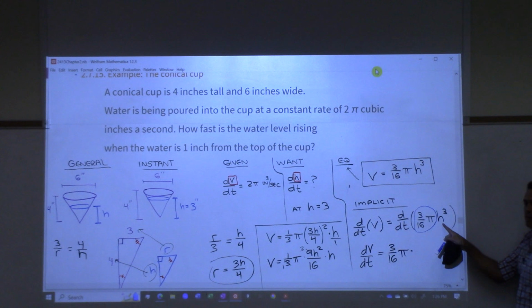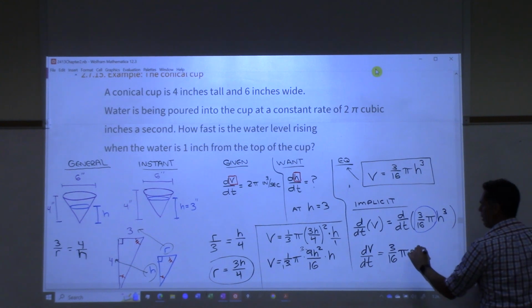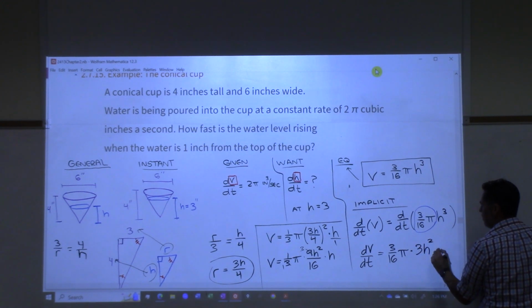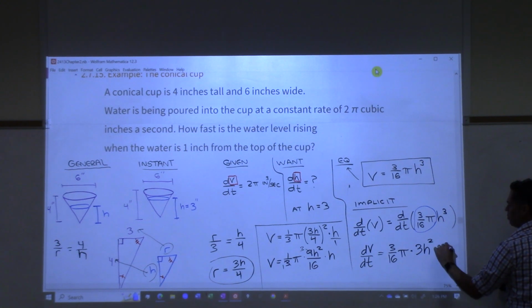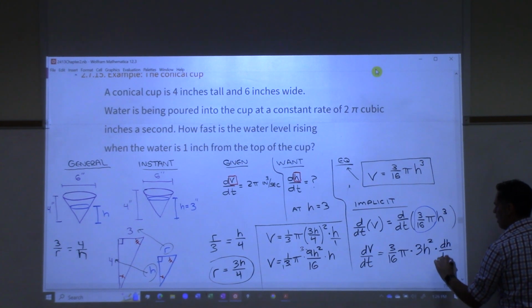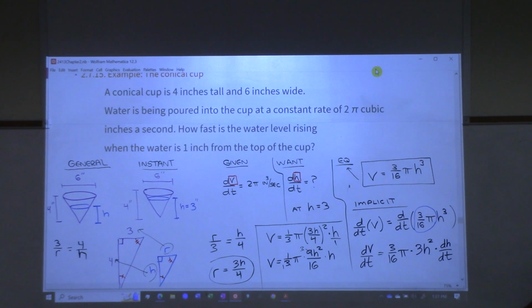And now I'm going to take the derivative of h cubed, which will be what? 3h squared. But then I have to do the chain rule, right? Times now the derivative of h with respect to time. Now, I didn't show the details on this. I'm hoping now that we're on the 3rd day of implicit, that everyone's comfortable with the idea that differentiating with respect to t gives you this.